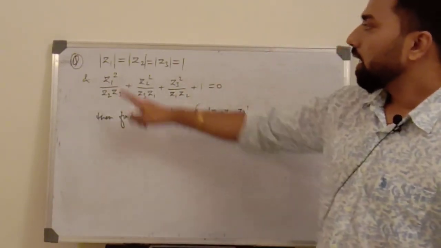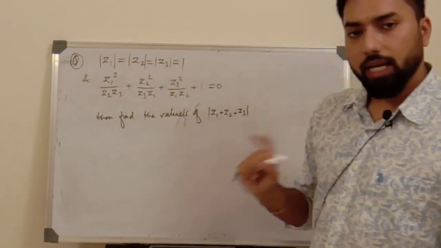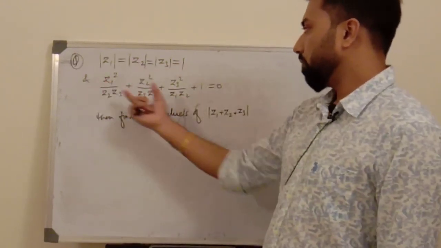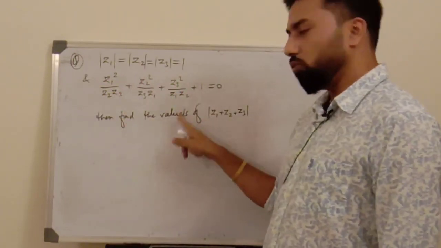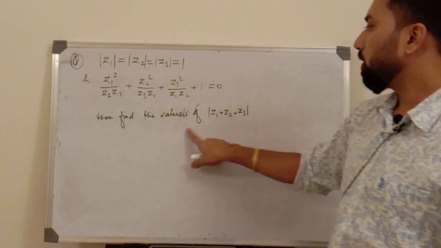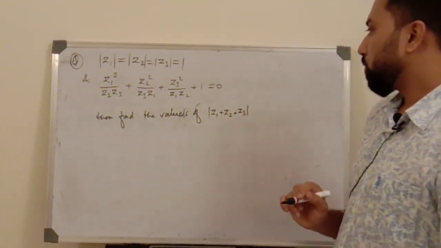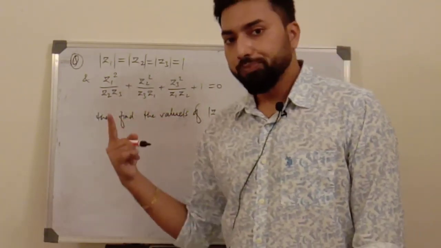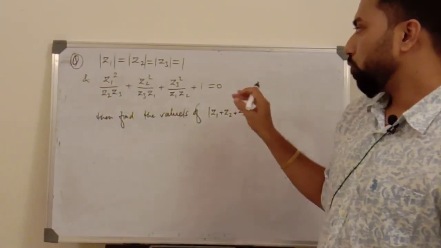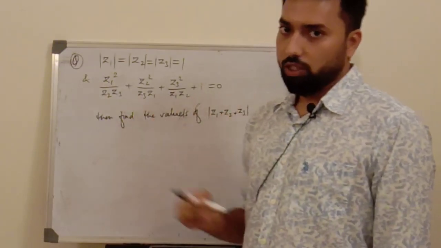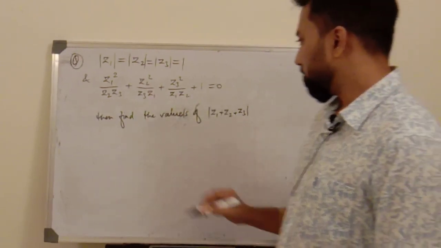What the question reads: modulus of z1 is equal to modulus of z2 is equal to modulus of z3 is equal to 1, and this expression is given. So this is the equation given, and what we have to do is find the possible values of modulus of z1 plus z2 plus z3. Okay, this is the question. So we'll use a formula of our 8th, 9th standard, a cube plus b cube plus c cube minus 3abc. We will make use of that in this question. So let's start.